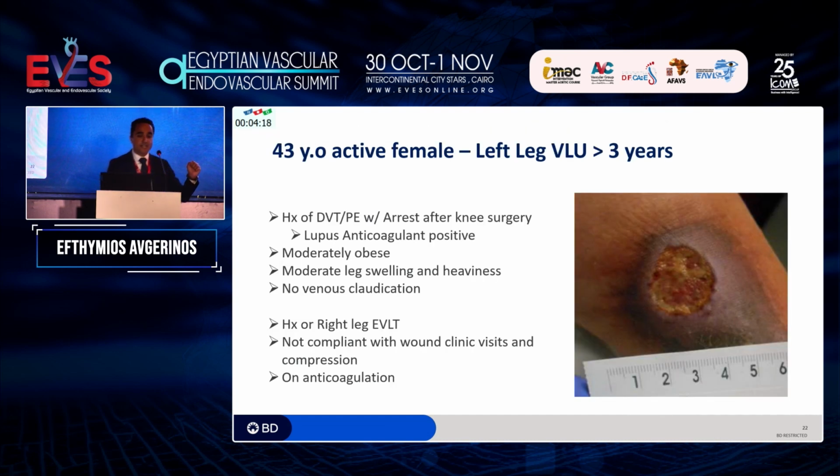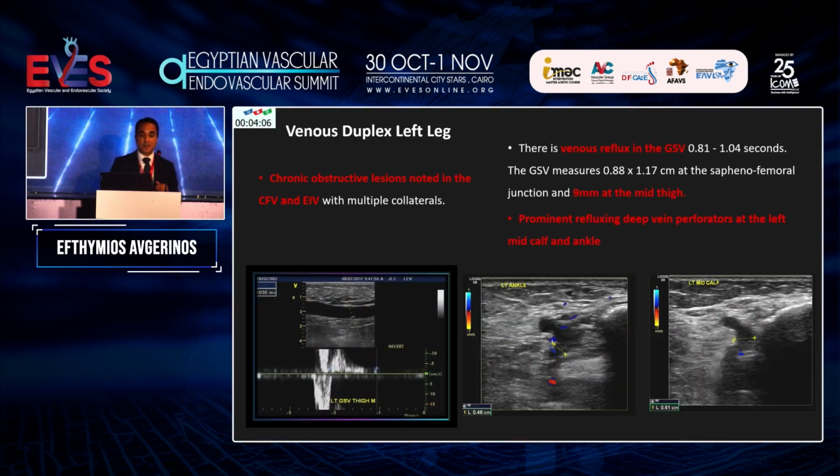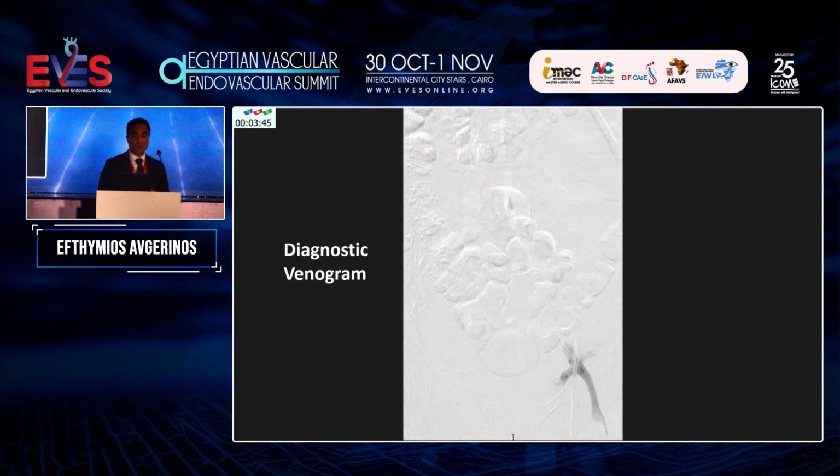And I will finish with this case, a 43-year-old female with a left leg venous ulcer that has been going on for 3 years. She has a history of DVT. Let's look at the ultrasound. The left leg venous ultrasound confirms chronic obstructive lesions. There is also venous reflux at the great saphenous vein, which, by the way, I ended up ablating. I ablated the great saphenous vein first. The ulcer didn't go away, so I had to jump into recanalizing the chronic venous obstruction.